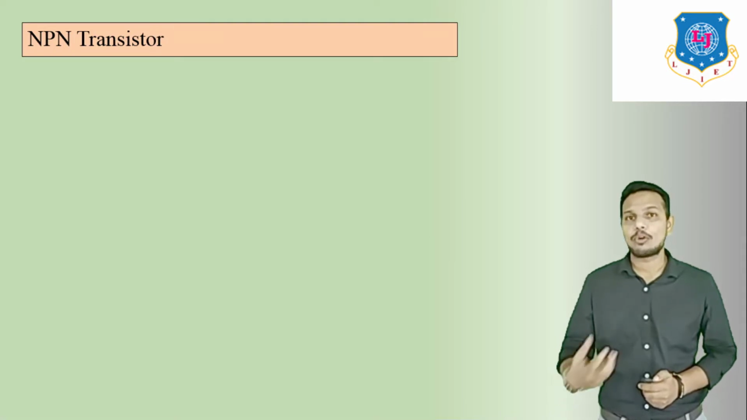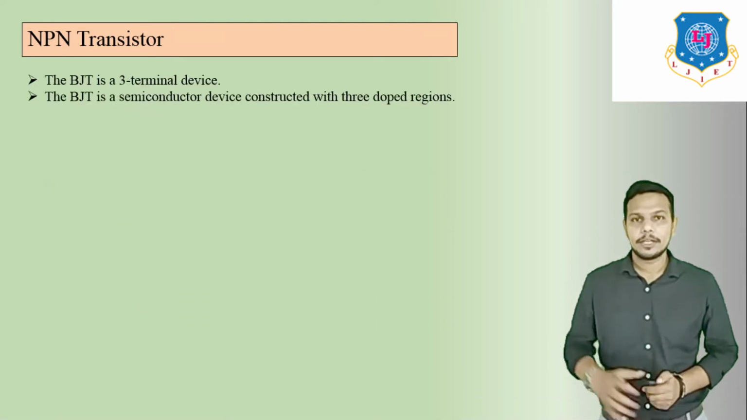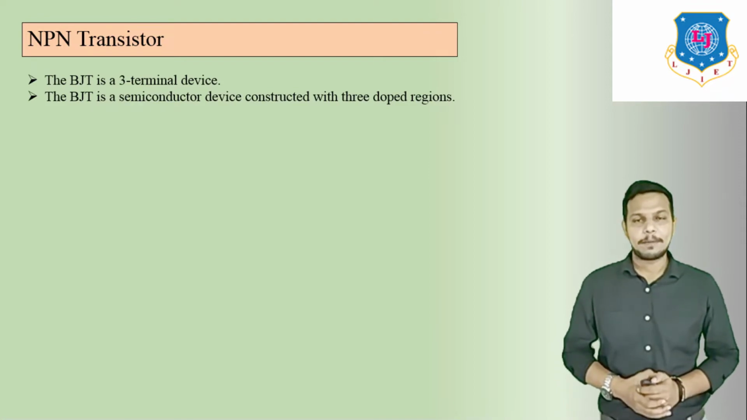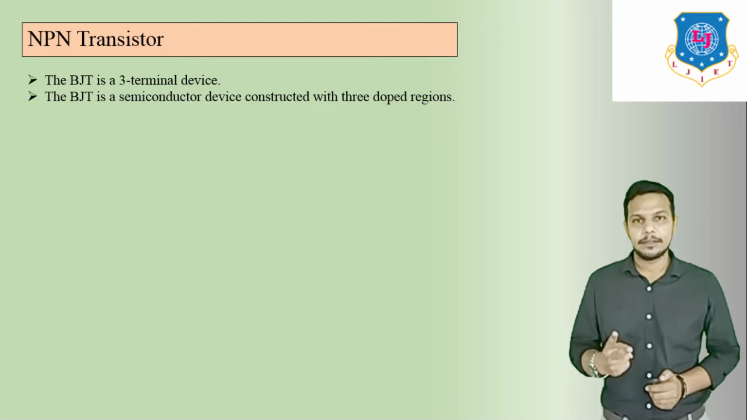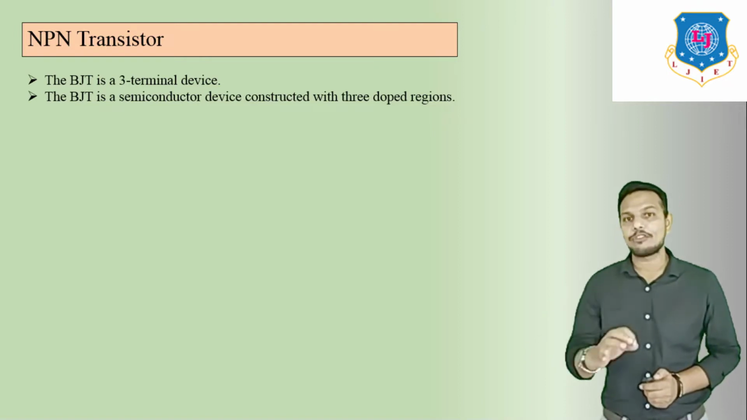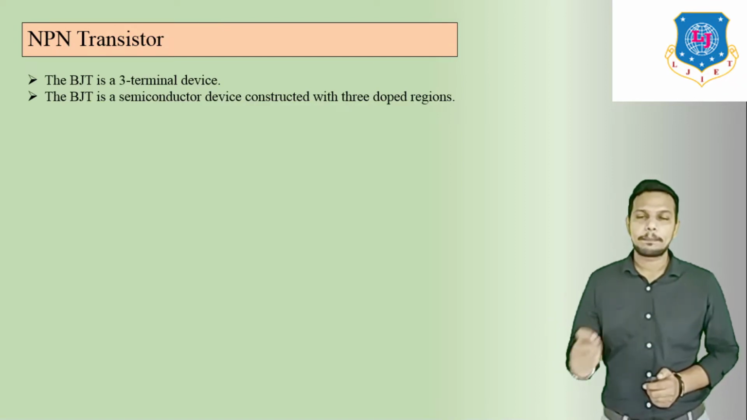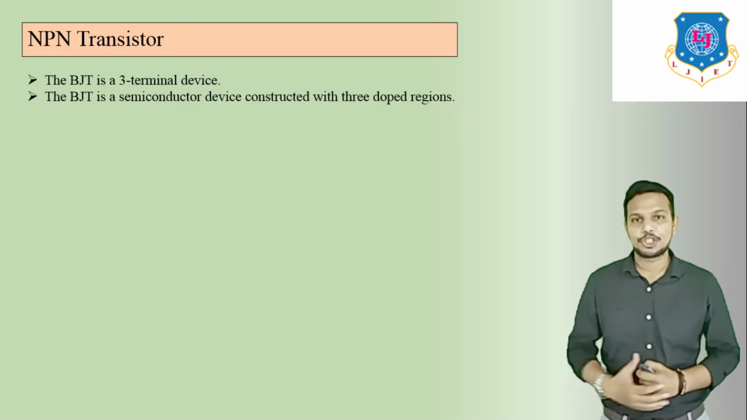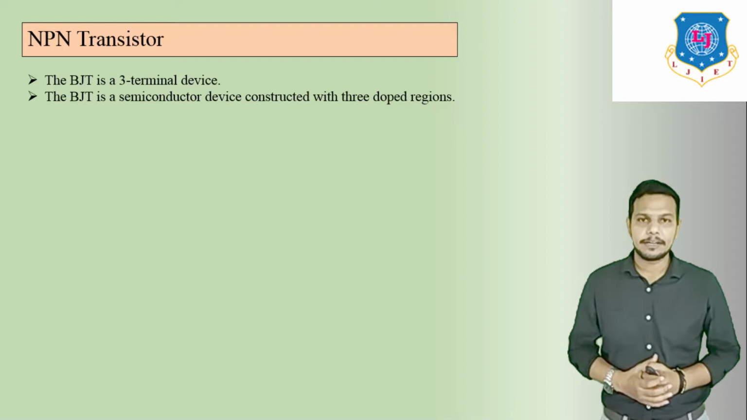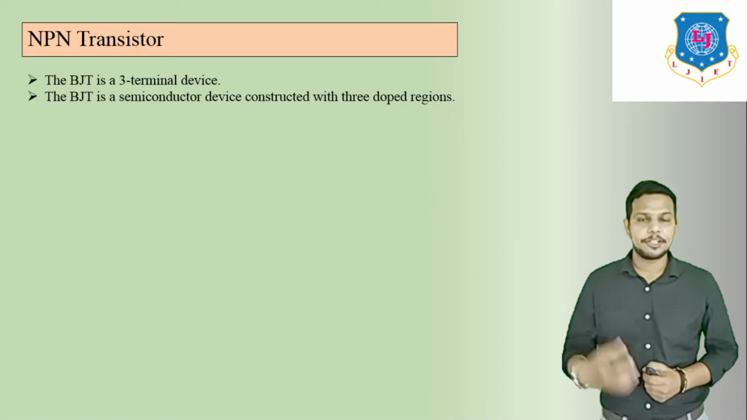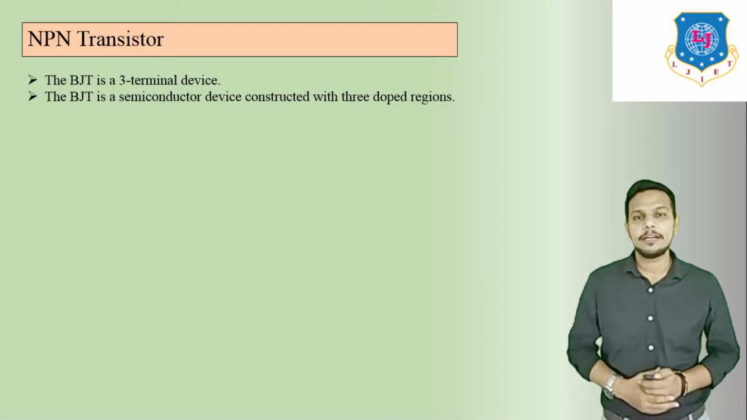Now let us discuss the NPN transistor. Particularly here we are discussing NPN material. That means two N-type materials are at the ends, and between these two N-type materials we put P-type material. That means the P-type material becomes a sandwich between the N-type materials. BJT is a three-terminal device. BJT is a semiconductor device constructed with three doped regions: N-type, P-type and again N-type.